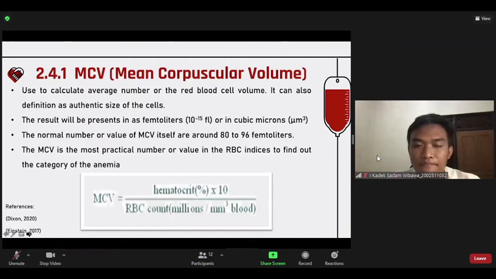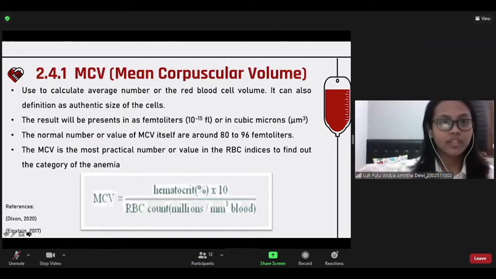My name is Widya, and I would like to explain about MCV, or mean corpuscular volume. Mean corpuscular volume, or MCV, is a method used to calculate the average red blood cell volume. It can also be defined as the actual size of the cell. The result is presented in femtoliters or cubic microns.